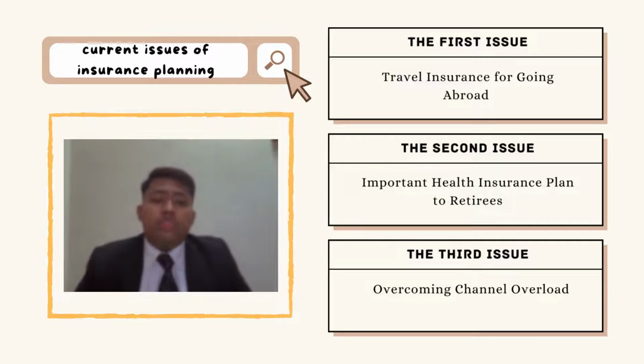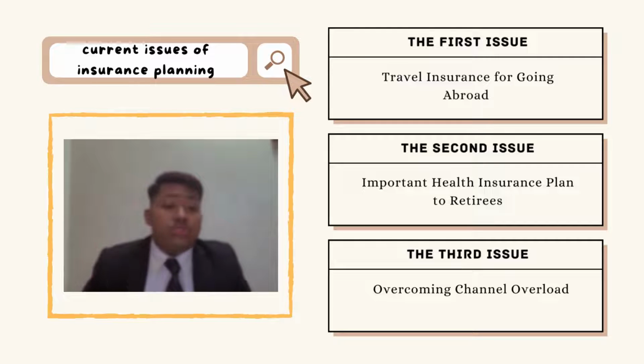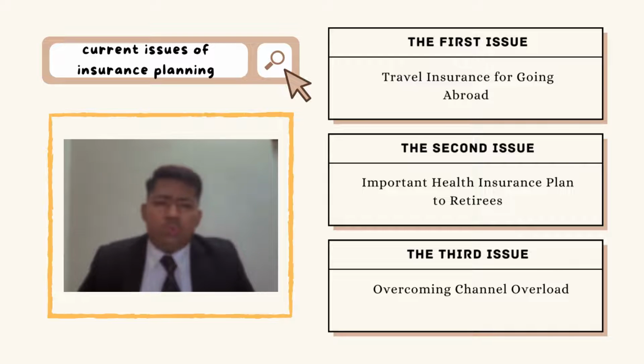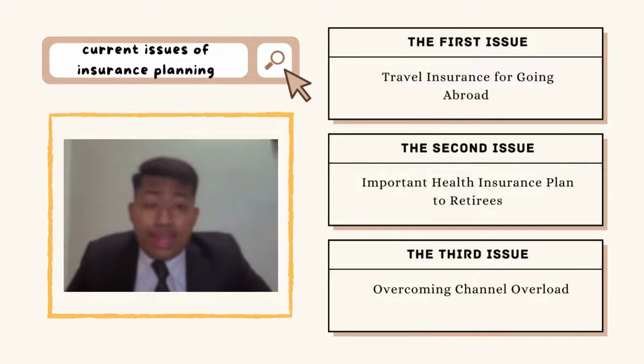So thus, due to the lack of national health insurance or long-term care insurance, retirees are forced to rely on retirement savings such as the EPF, Employees Provident Fund, which is insufficient to cover daily expenses, let alone medical or healthcare costs. Okay, but last but not least, it is overcoming channel overload.